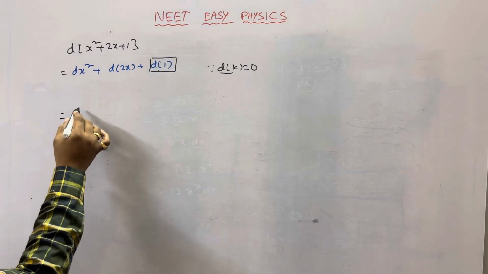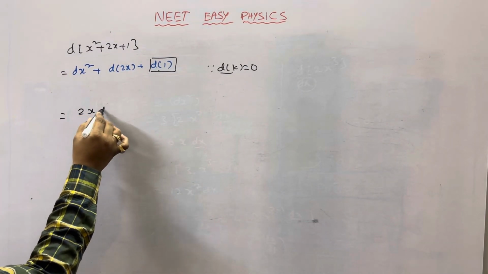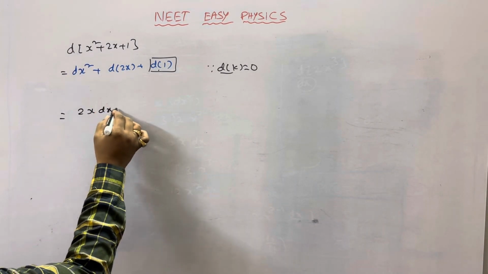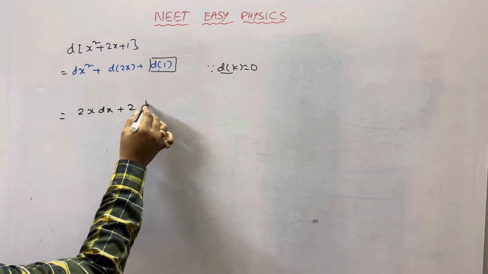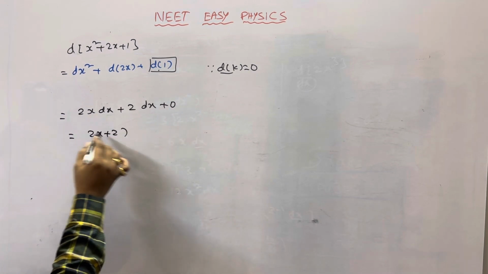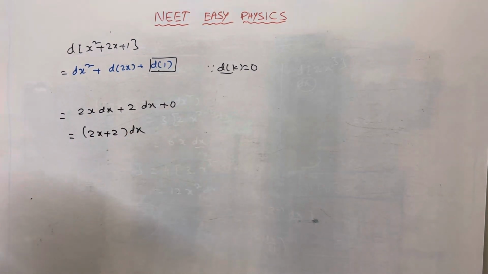So the derivative of x square we already discussed: 2x dx. I am writing fast. Derivative of 2x: the 2 you have to write outside, 2 dx, plus 0. So 2x plus 2, you can take dx common. Like this we have to do.